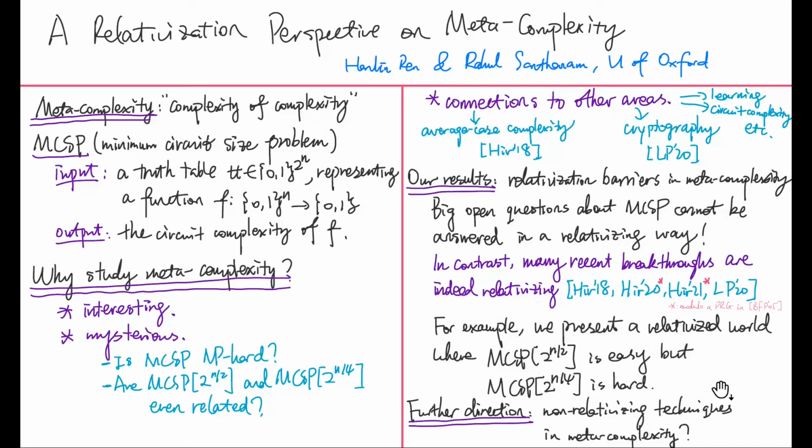There is an obvious further direction. Can we use non-relativizing techniques to analyze meta-complexity? For example, can we use maybe the PCP theorem to analyze MCSP? That's all I want to talk about.